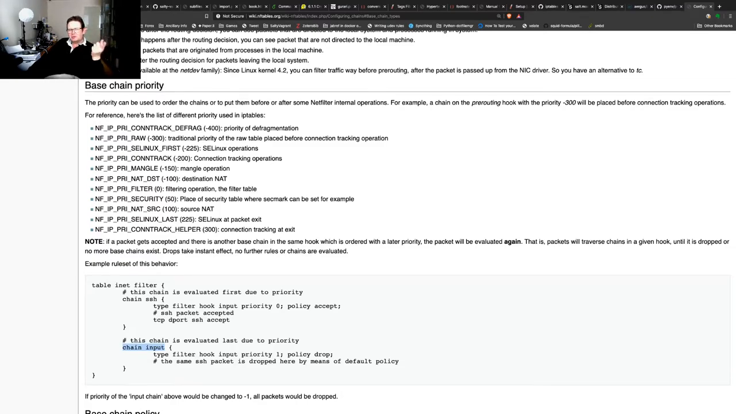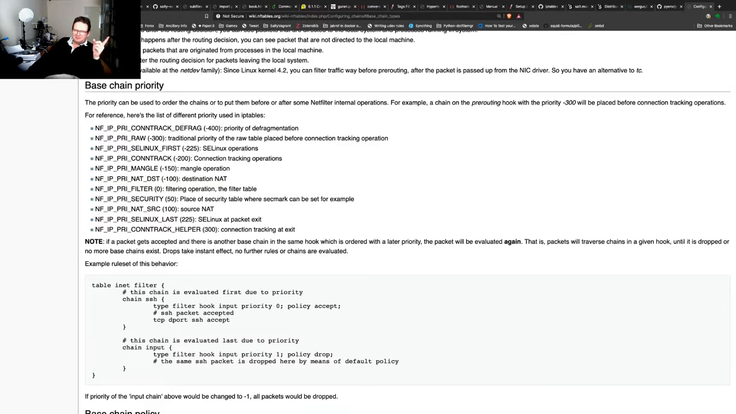Now, before we move on, each chain will also have a default policy. That is to say, if a packet goes through all of the rules in the chain and none of those rules apply to it, or more to the point, it's made it all the way through the rules, what is the default action of this chain? In essence, this policy accept is the last rule in the chain, which says if a packet's made it this far, accept it.